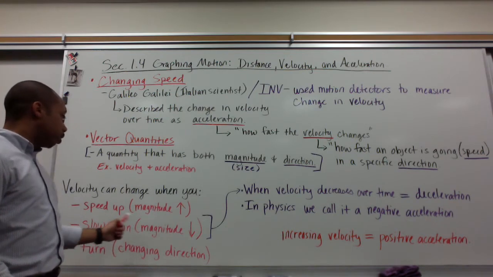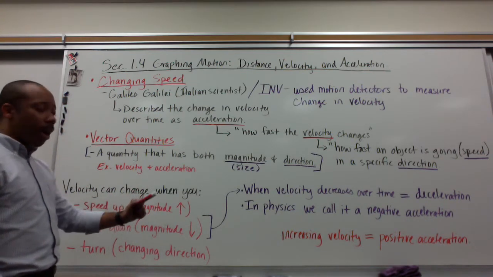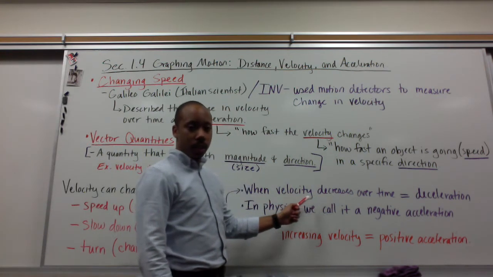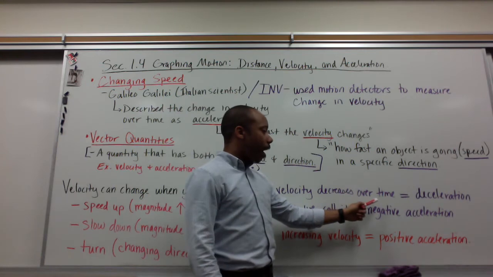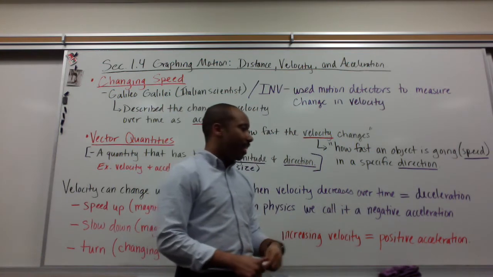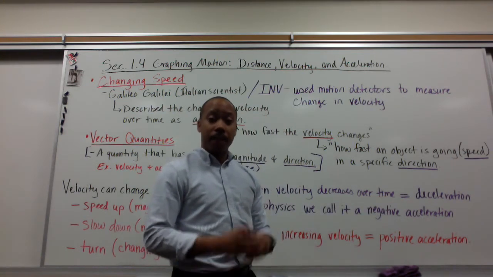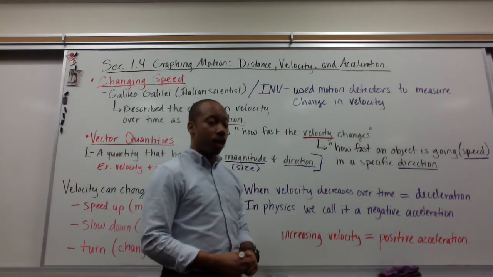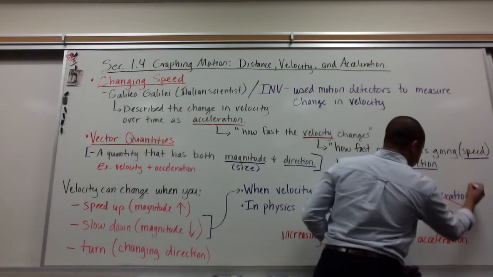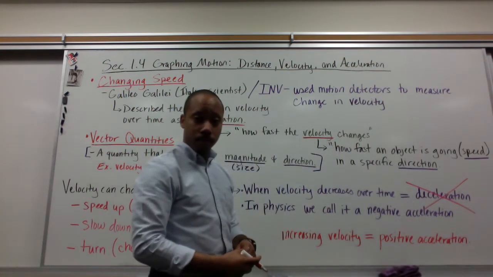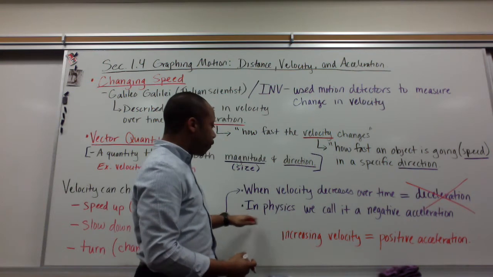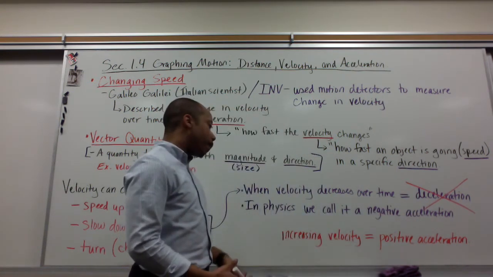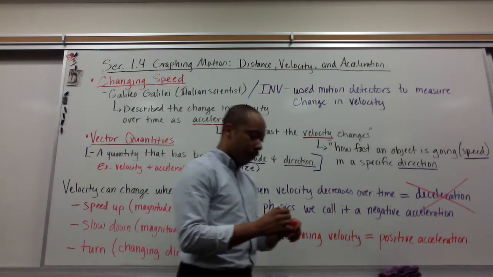Now, when you slow down, you'll call that a decrease in your velocity. And when your velocity decreases over time, oftentimes people call that deceleration. But in physics, we don't call it deceleration. We call it a negative acceleration. So we're not going to use the term deceleration. If I use it, correct me. So in physics, we call it a negative acceleration. But if we're speeding up, if we're increasing our velocity, we call that a positive acceleration.